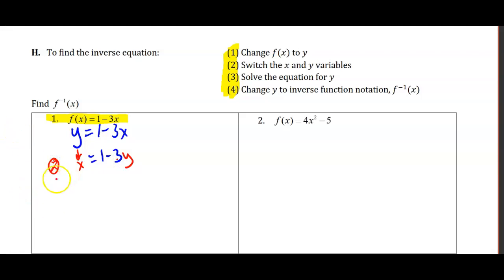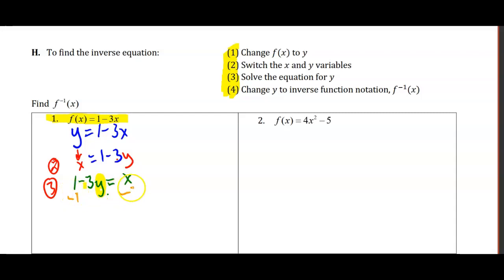Step 3, solve. Okay, I personally prefer to always solve left to right, so I'm going to rewrite this equation. So this is my equation that I'm solving. And I'm solving for y. So y is what I want by itself. And so then I just need to do the algebra processes to do that.